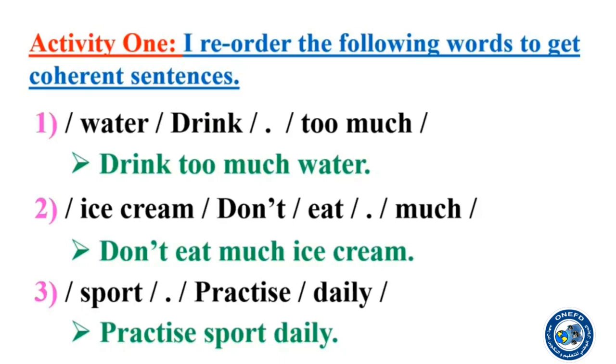So this sentence starts with practice, which is a verb, plus sport, the object, and it ends with the full stop. So this is an order in the affirmative form. So let's read the 3 sentences. Drink too much water. Don't eat much ice cream. Practice sport daily. These are 3 orders.